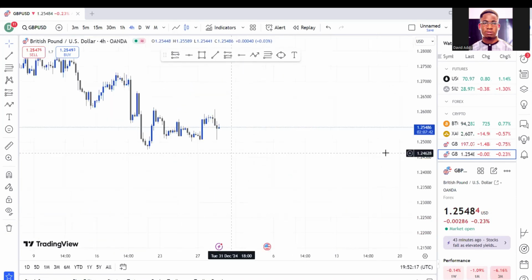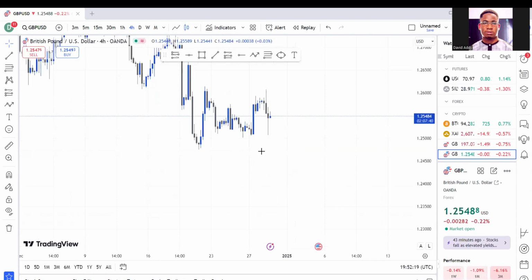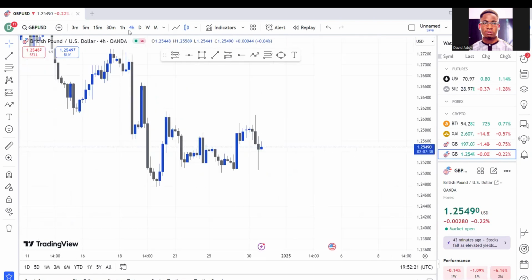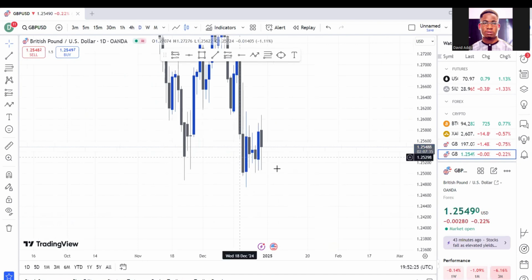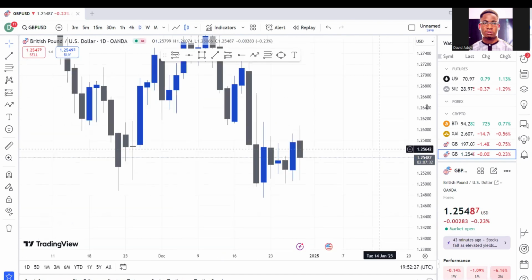Okay, so now we are dealing with a 1 hour candle. Sorry, this is a 4 hour. That's why the blue is there. We can go here and daily. Okay, let's say daily candles. So this is a daily candle.